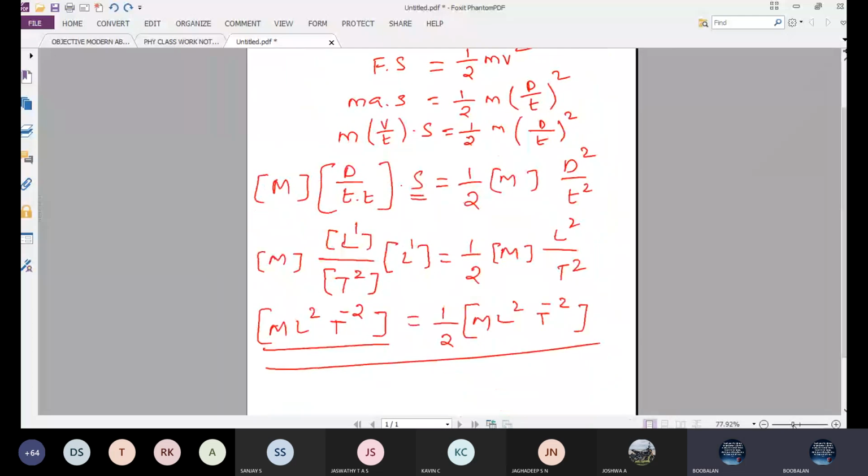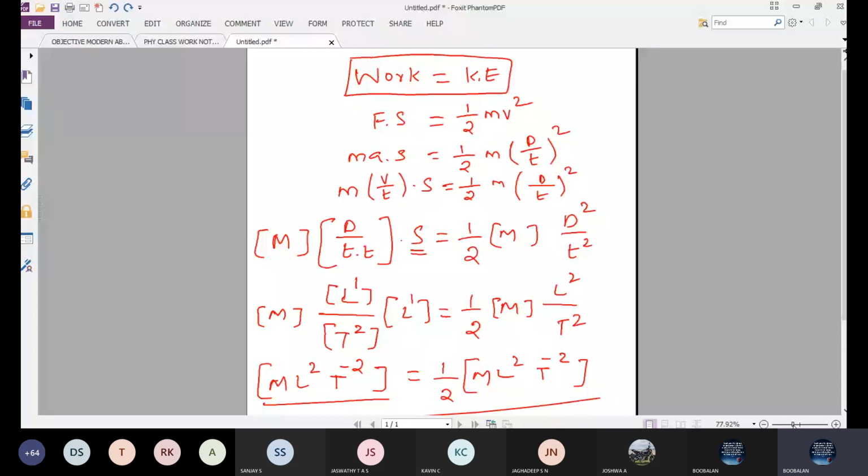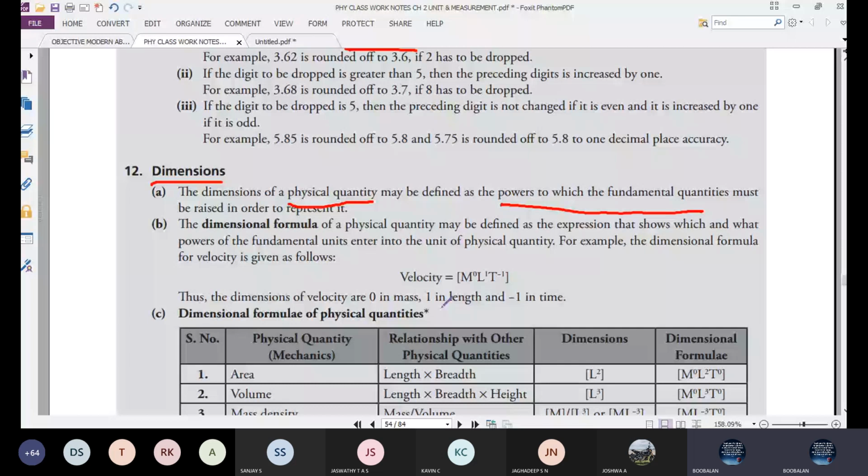Okay, now we copy this one. Wait. First dimension, next dimension formula, velocity. It is very simple. Displacement by time. There is no mass, so M power 0. Displacement is a measurement of length. Time, T power minus 1. This is the dimension formula.